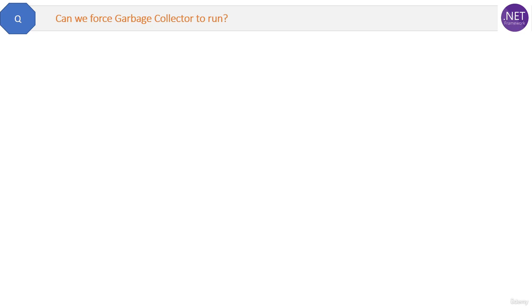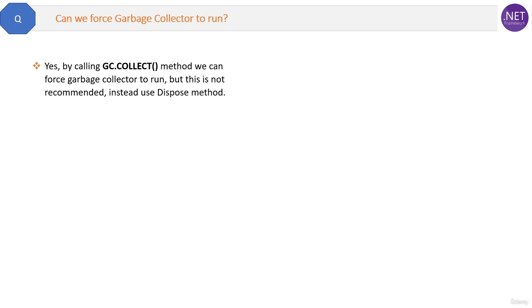Here is one tricky question. Can we force the garbage collector to run? We all know the garbage collector runs automatically in the .NET framework, right? But can we somehow force it to run? The answer is yes. By calling the GC.Collect method, we can force the garbage collector to run in our application. But this is not recommended. Instead, it is better to use the dispose method.